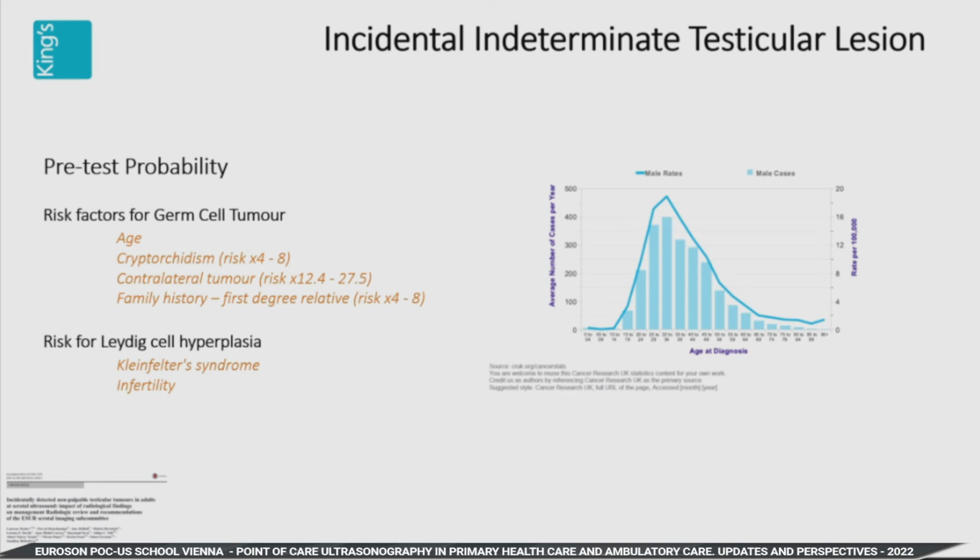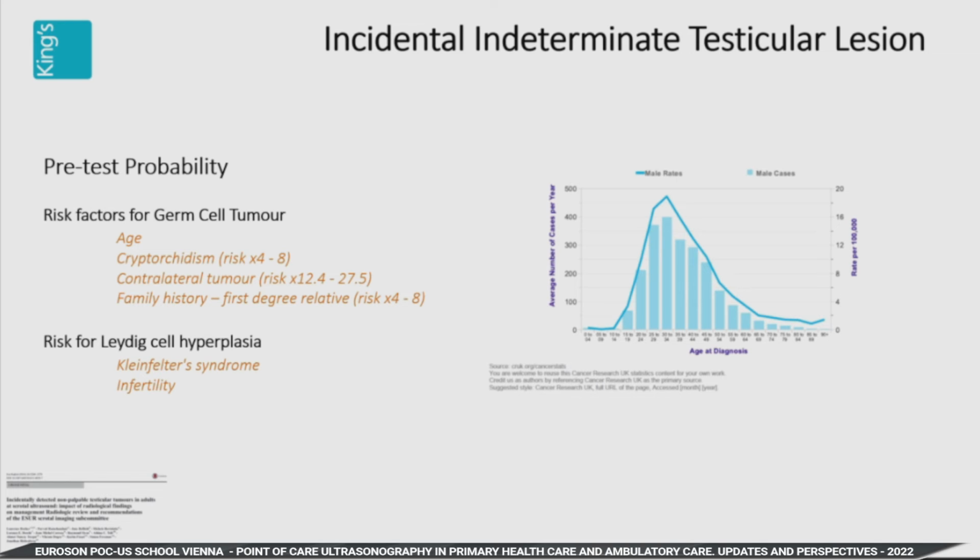Pretest probability, well, you've got the age, 15 to 34. Cryptorchidism, risk of a testicular tumor 4 to 8 times the normal population. If you've had a tumor in the contralateral testes, you have a much higher risk of developing a tumor on the other side. It's the background issue of a risk in both testes.